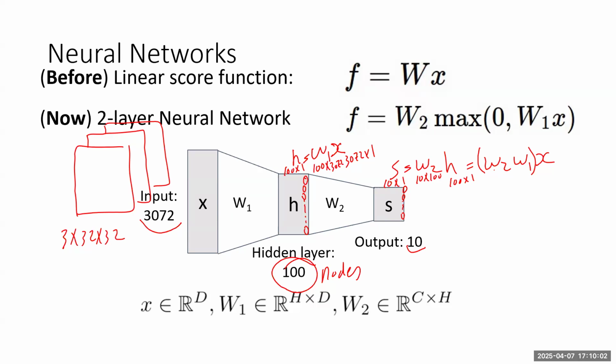Now, if we substitute H, this will be 10 by 100, and this will be 100 by 3072, and this is 3072 by 1. I can do a matrix multiplication between those directly, right? So I can easily say that S1 equals W3, which is 10 by 3072, times X.